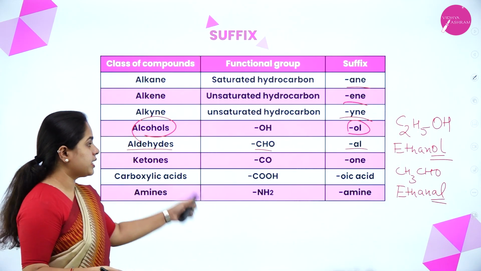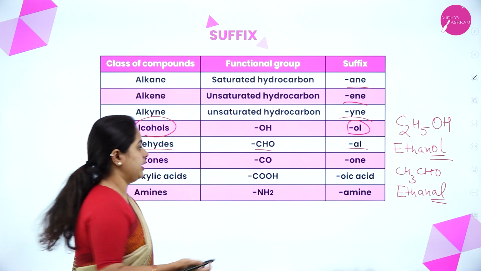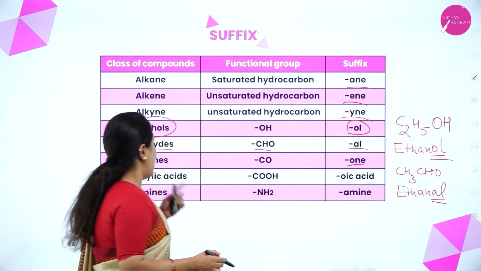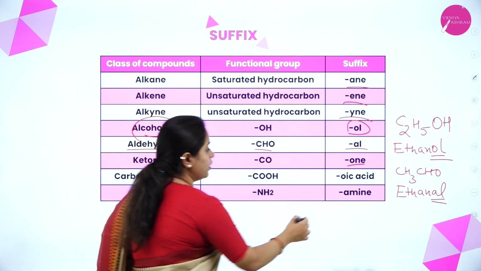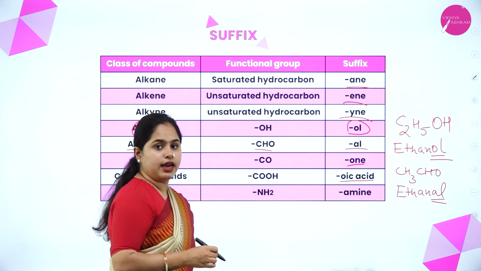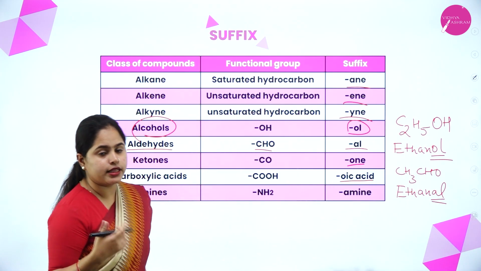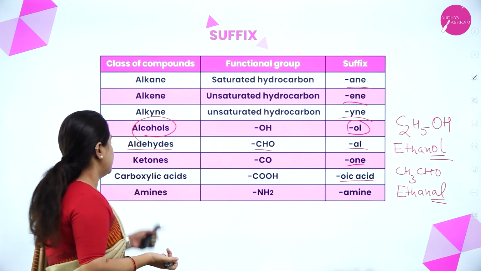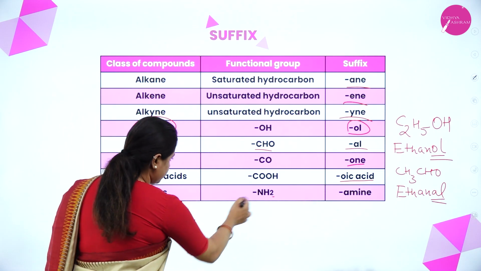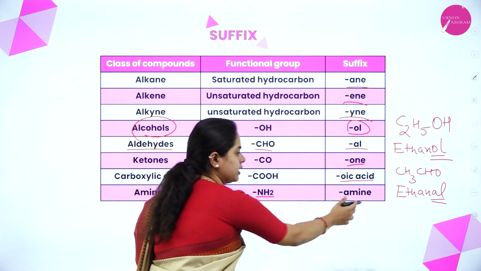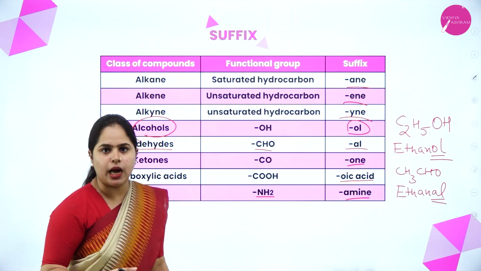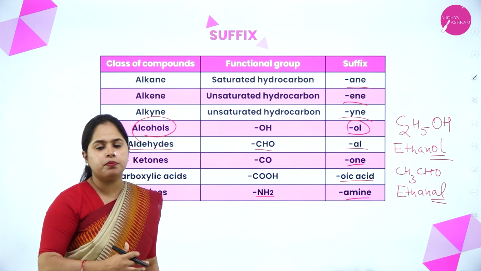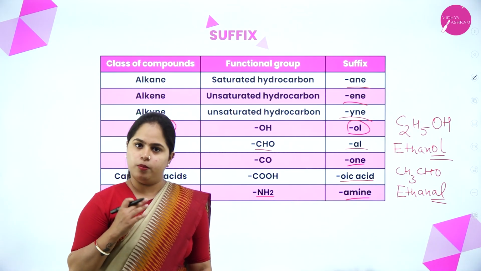Now the next one is ketones, which end with one, O-N-E. And carboxylic acid should end with oic acid. Methanoic acid, ethanoic acid, propanoic acid, butanoic acid, like that. Now amines, that is the NH2 group, end with the suffix amine. So I hope the introduction to the nomenclature of organic compounds is clear for you.